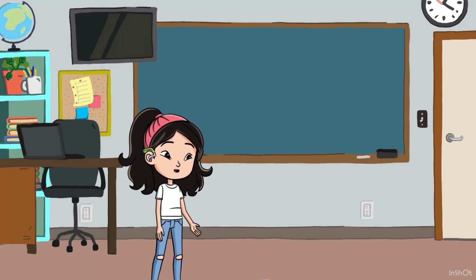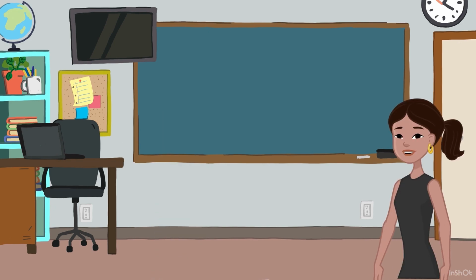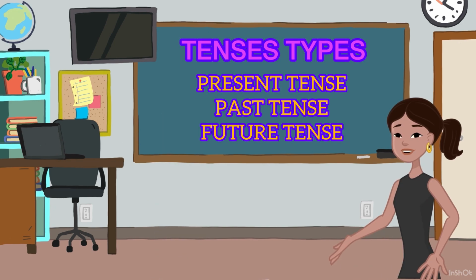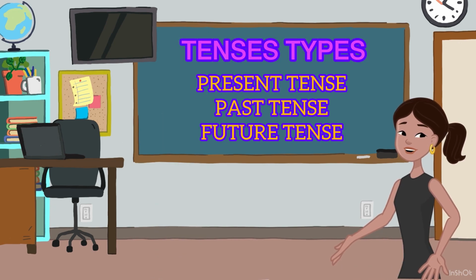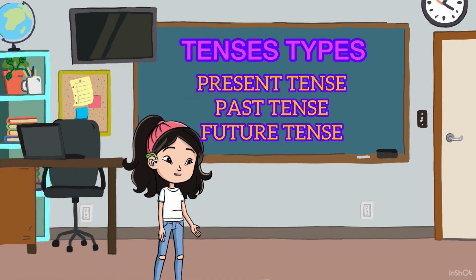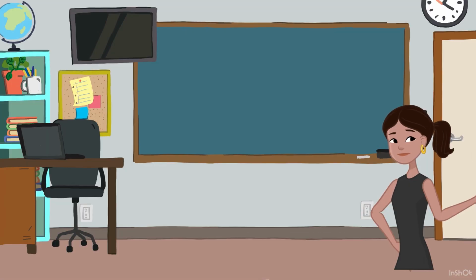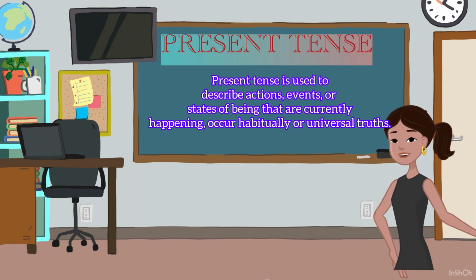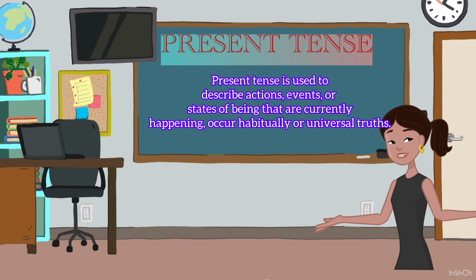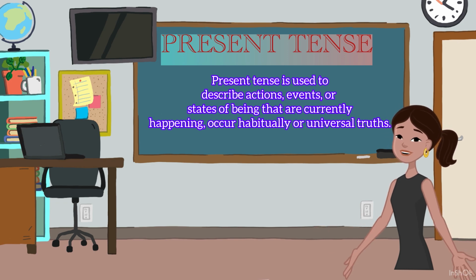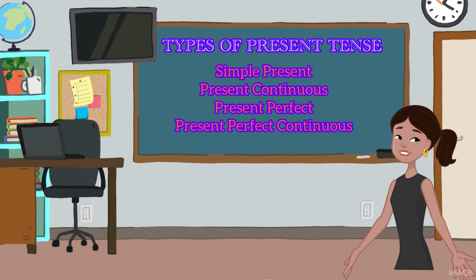How many types of tenses are there, ma'am? There are three main types and then four subtypes under each type. Wow, there are 12 types in total. Yes, there are. The first type is your present tense that talks about the actions happening right now or actions that occur regularly or to express universal truths. And these are the four types under present tense.